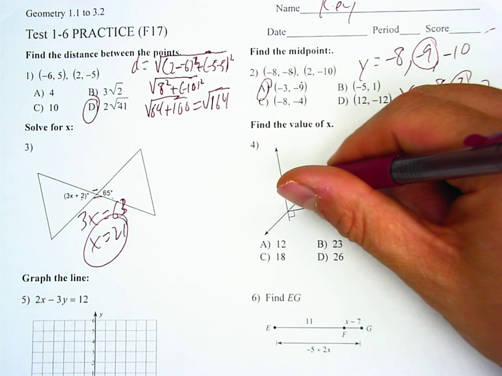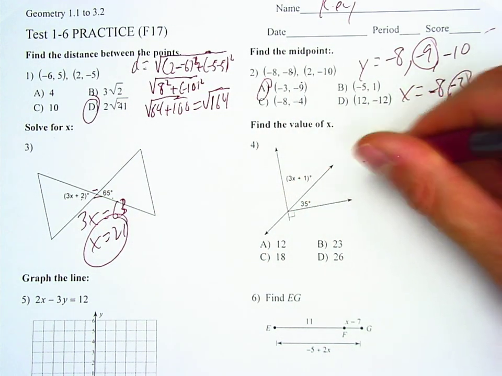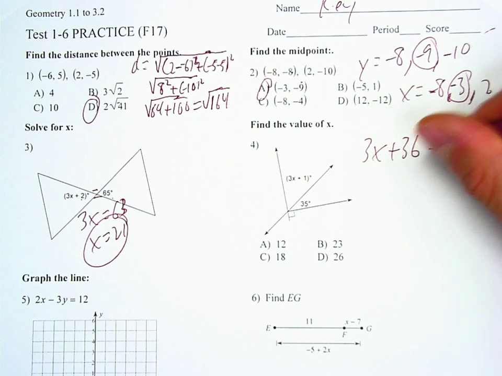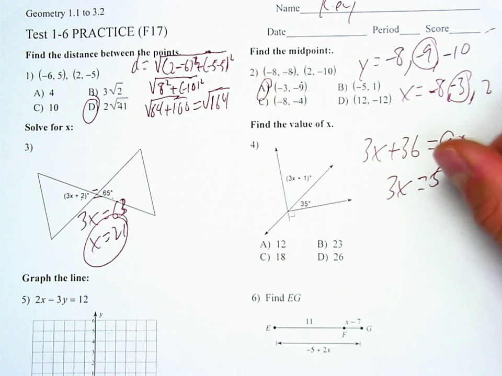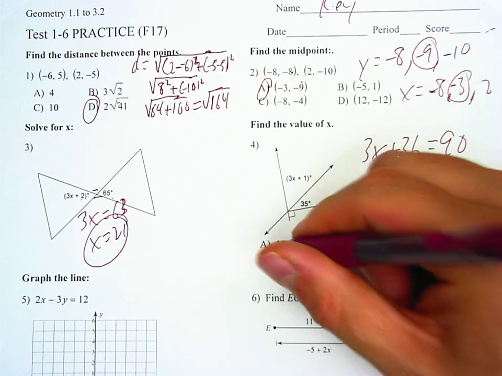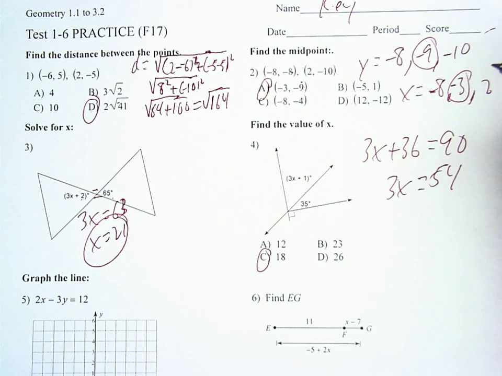Question 4, these two angles are complementary. So 3x plus 36 will be equal in value to 90. So therefore 3x will be equal in value to 54. 3 into 54 will be 18, which is my value of x. Next item.